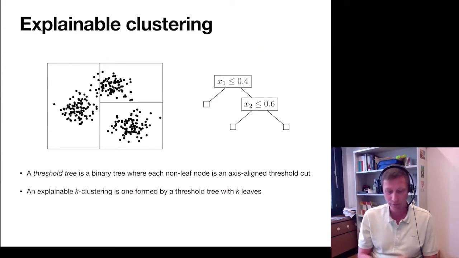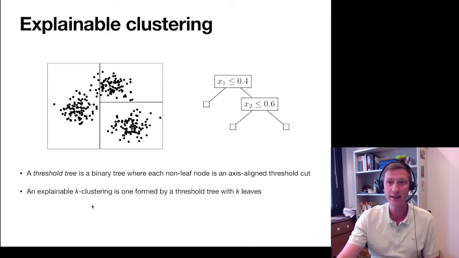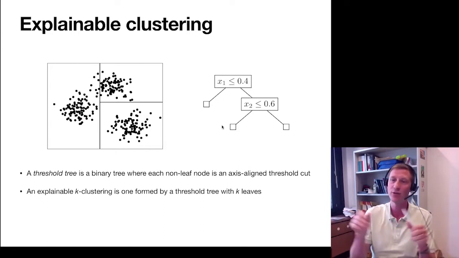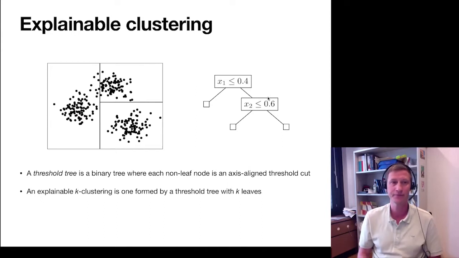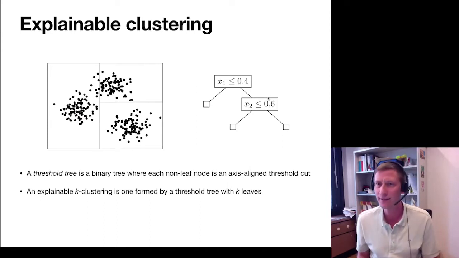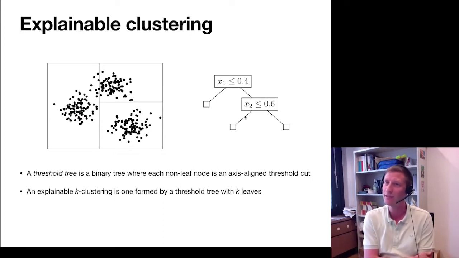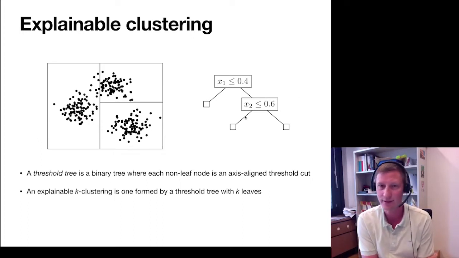So more formally, a threshold tree is a binary tree where each non-leaf node is an axis aligned threshold cut, and an explainable clustering is just one such tree where we have k leaves corresponding to the k clusters. So here we have a clustering defined by this threshold tree. Any questions? So we're going to work on understanding how to construct such threshold trees. Any questions at this point?